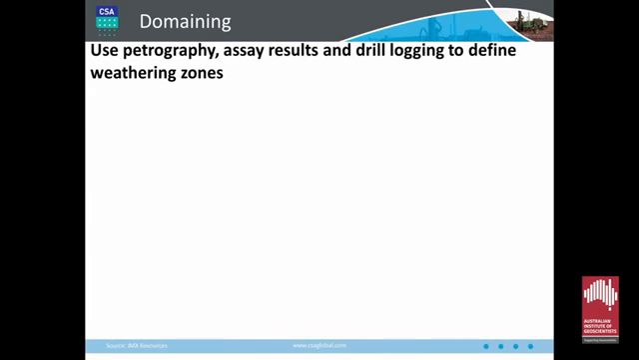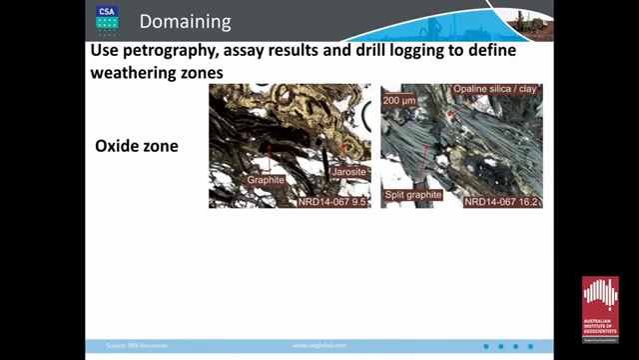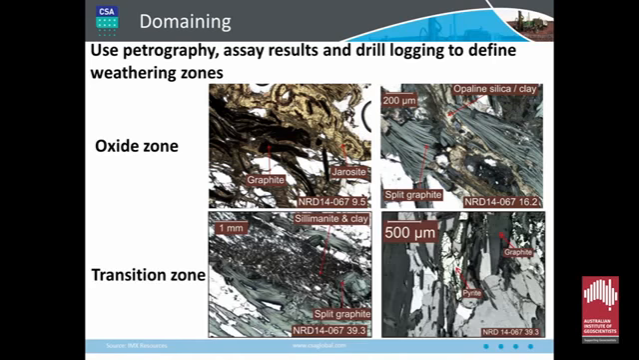So in order to define those weathering zones, we recommend the use of all available tools: petrography, your assay results, particularly sulfur, can be very useful, and your drill logging, obviously, to define those weathering zones. And these slides here just demonstrate the difference in the mineralogy that you can get, how it can affect the graphite as well in the various weathering zones.